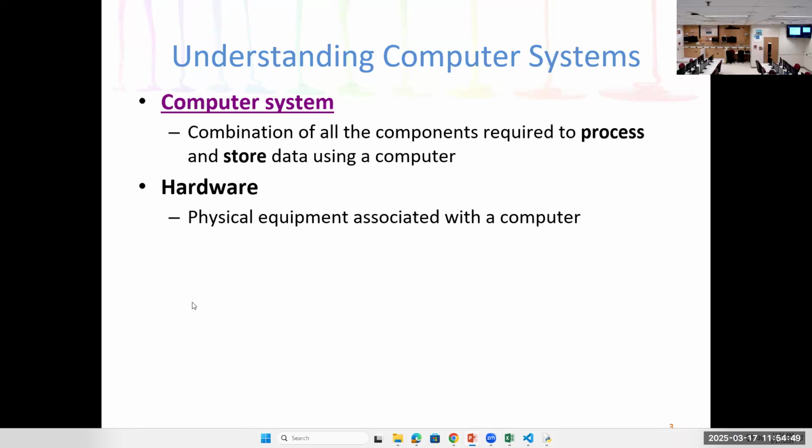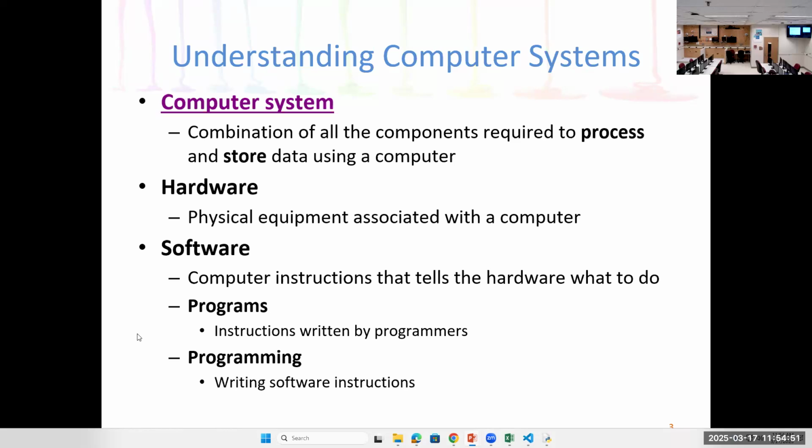Okay, so basically the computer breaks down into two categories. The first is the hardware. The hardware is anything about physical equipment. You can see and visualize it. It's the desktop, the screen, the CPU, the speaker, the keyboard and the mouse. Everything about the hardware, right?